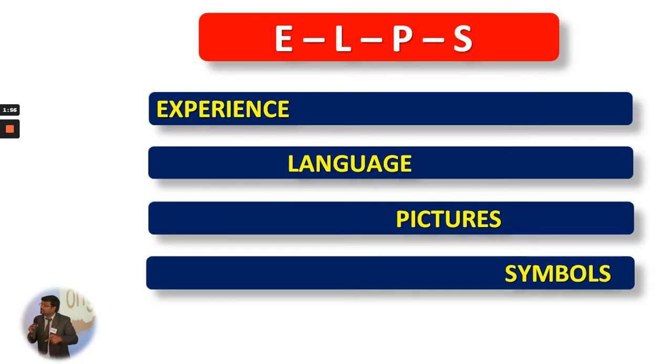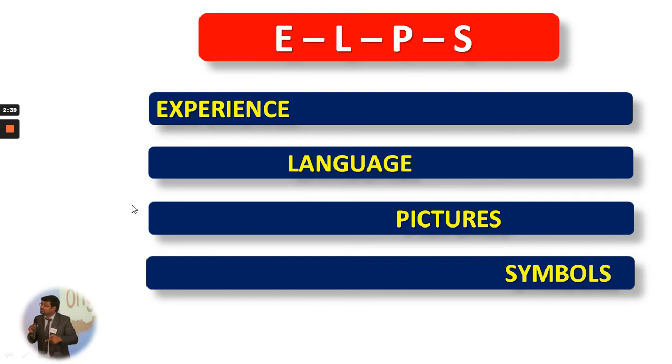ELPS. You can keep repeating these four letters so you will be able to understand the full form. E stands for experience, L stands for language, P stands for pictures, and S stands for symbols. Experience, language, pictures, and symbols. These are the four main words you can keep in your mind. I'll explain what the whole concept means.